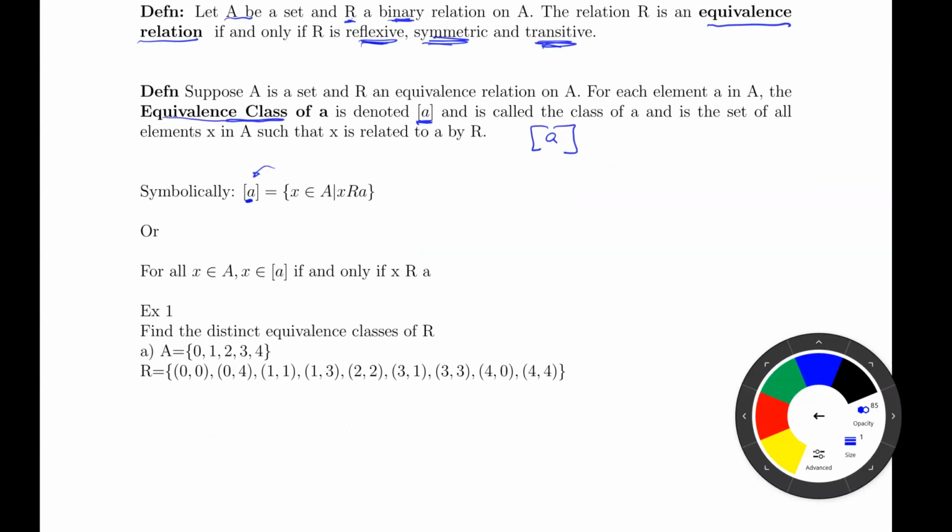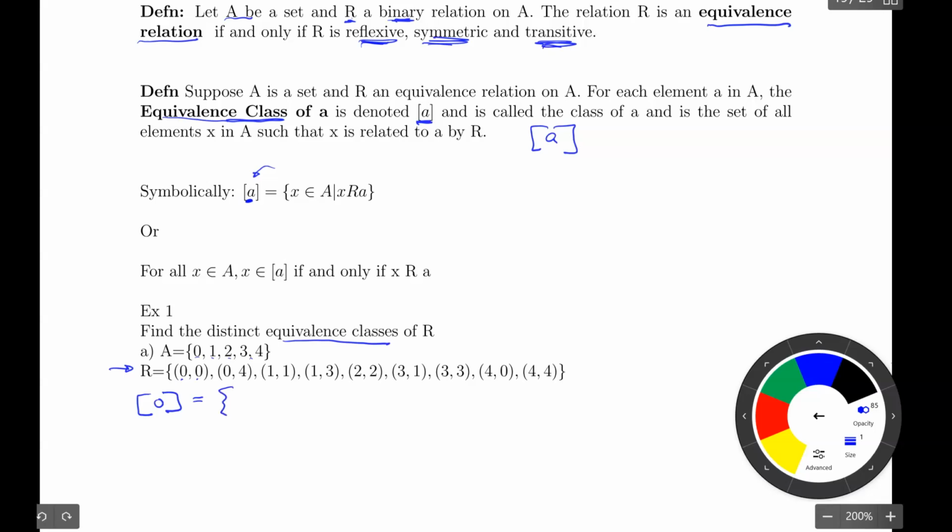Okay, so let's go with this one here. I want to find the equivalence classes. I'm looking at these numbers, and here's the relation. I don't know what it is; they're just telling me in ordered pairs. So here I see 0 is related to 0, so I'm going to give it the name 0. That's the equivalence class of 0.